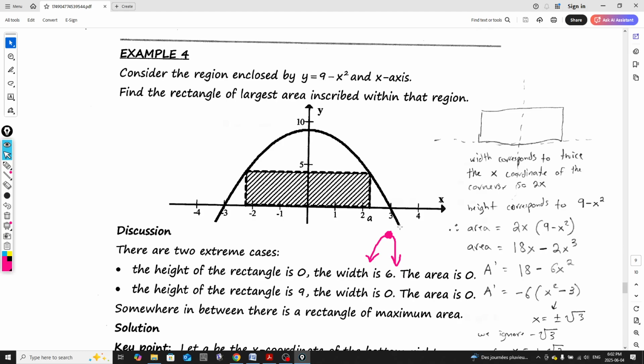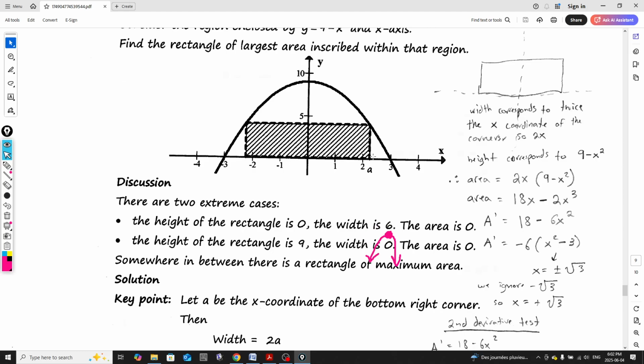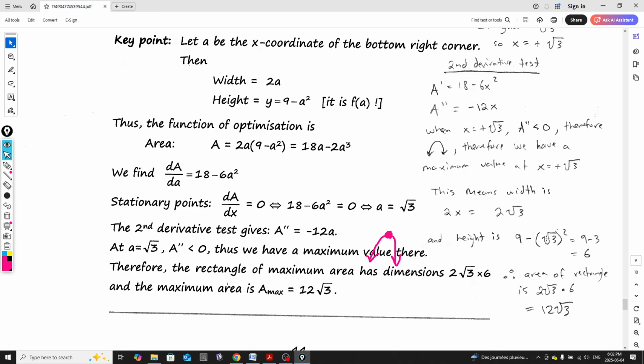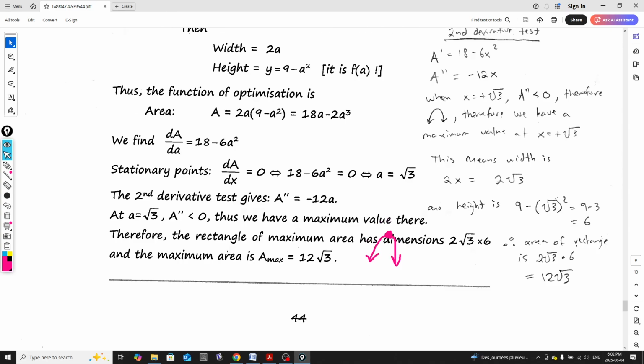Okay, so we know that x equals square root of 3. So the length here was 2x, so 2 times square root of 3. And then this is going to be just 9 minus square root of 3 squared, which is 9 minus 3, which is 6. Okay, so your rectangle measures 2 square root of 3 by 6 and has therefore an area of 12 square root of 3.